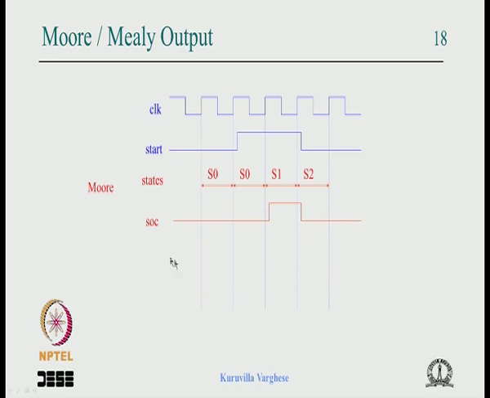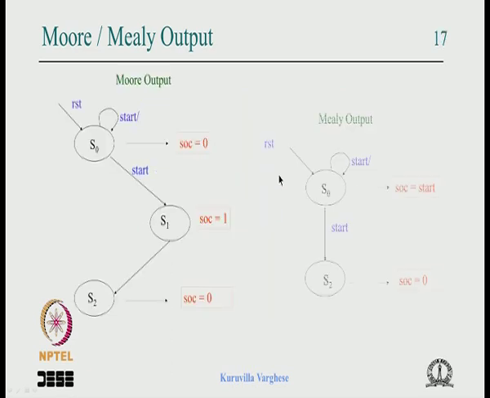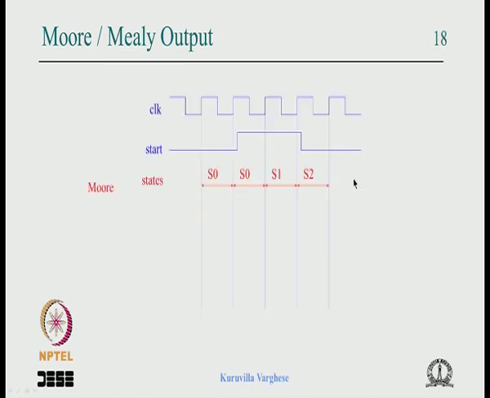Now let us look at the Mealy kind of output. The state is S0, the clock edge comes and it is still S0, and then start has gone 1, and at the clock edge it goes to S2. There is no S1 in the Mealy machine. Remember that there, start is high, it comes to S1 then S2, but here start is high and it just goes to S2, but it generates an output in S0. SOC is generated as a function of start.